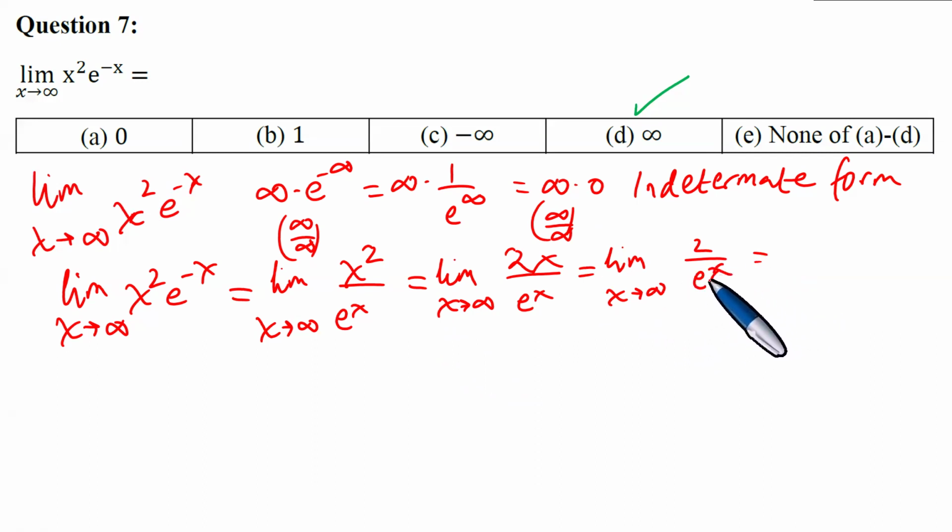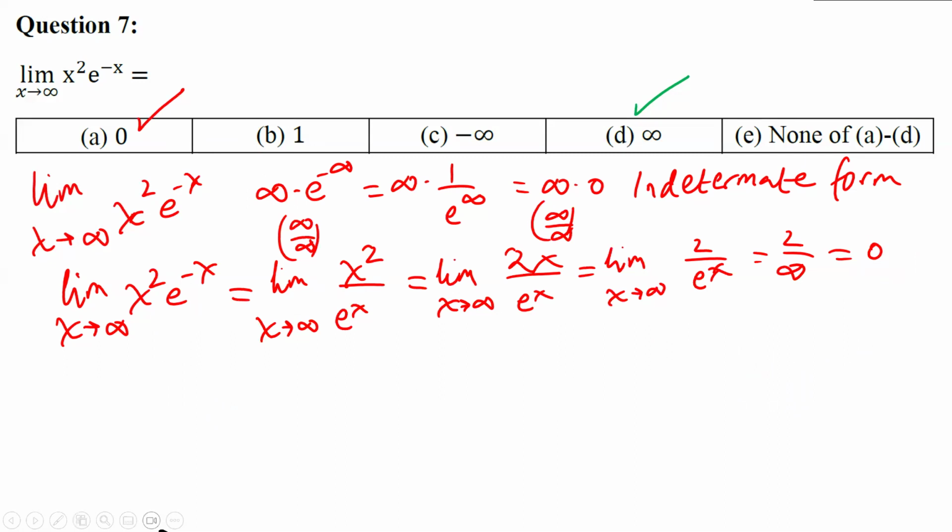What is the result? The result becomes 2 divided by infinity, and this is 0. The correct answer is option A. Any question, input, or suggestion there, Akihan? What do you think of this?